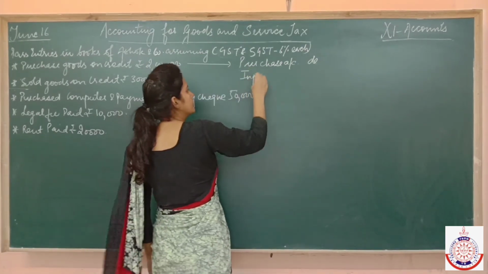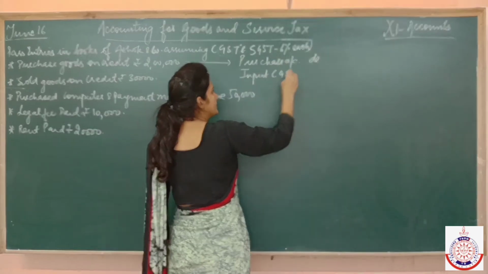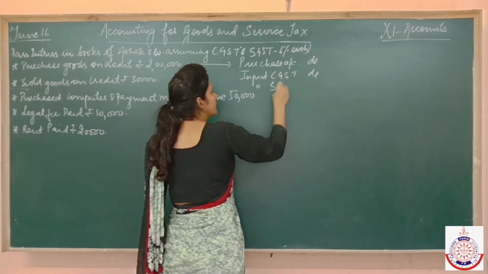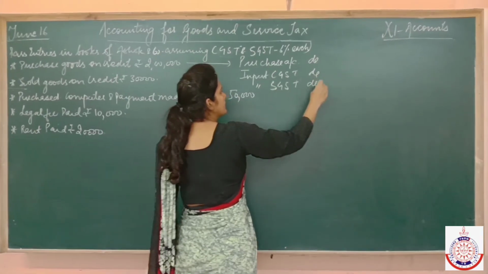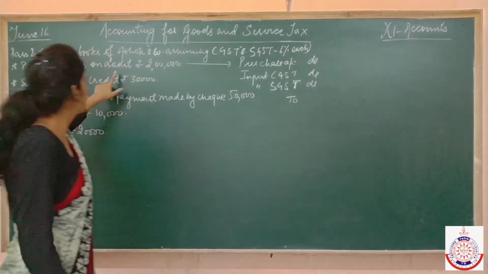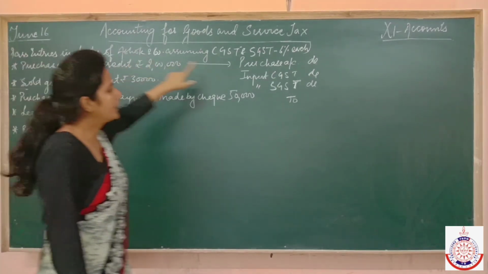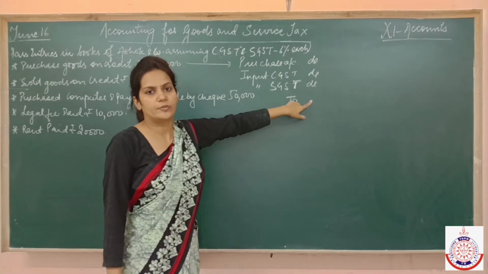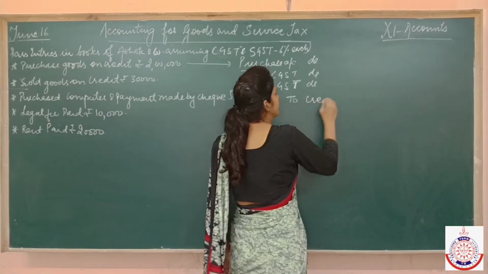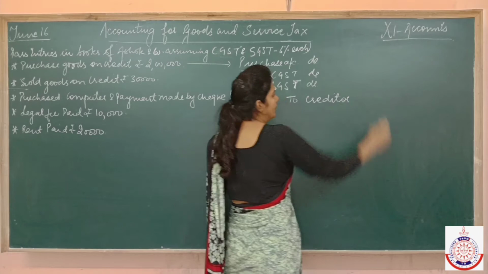Fine. Then input CGST debit, input SGST debit. Now as we are buying the goods on credit, it means I can't write the word cash over here because the cash has not gone out of the business. So I'll write the word here creditor, from whom we have purchased.